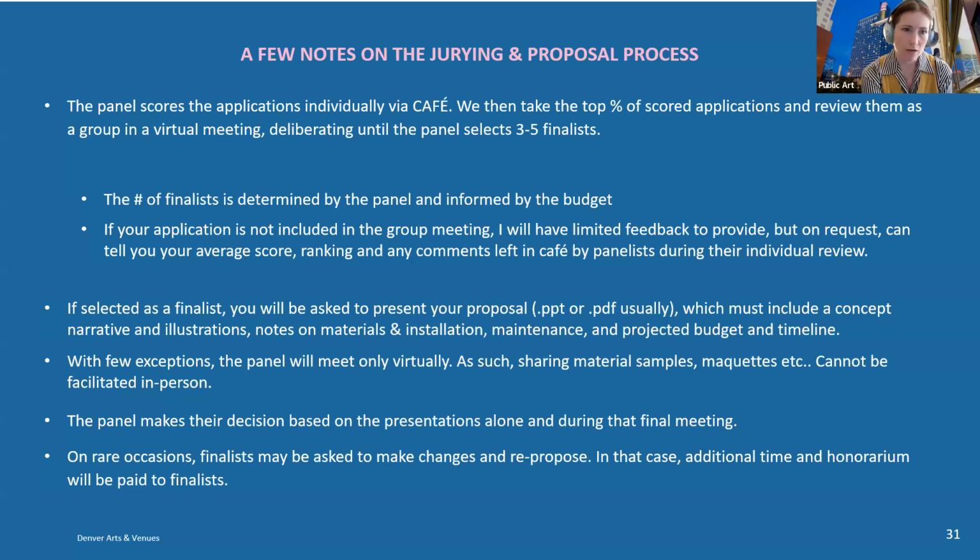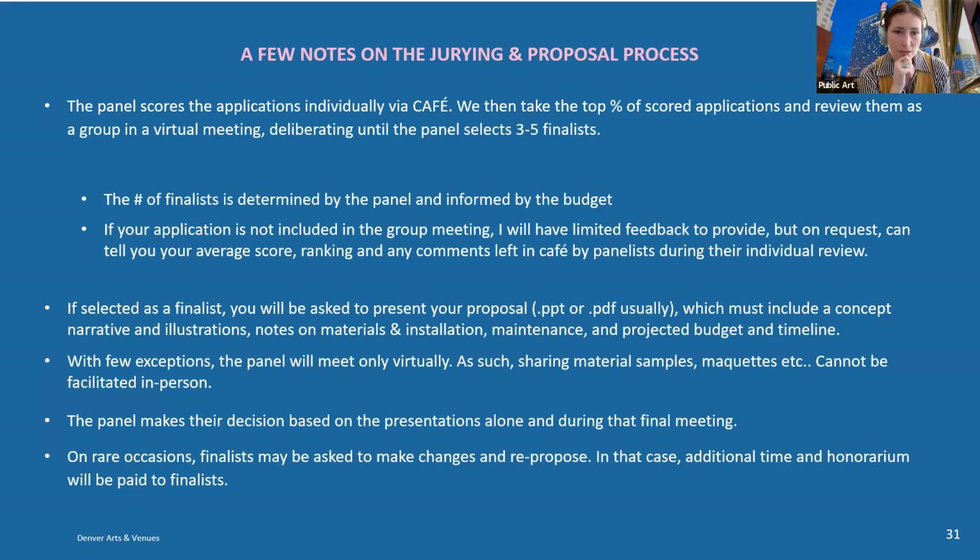So the first thing I wanted to point out is when you apply for the RFQ, then we set up every panelist individually and they score all of your work individually. Then we take that top percentage of scored applications and we meet as a group in a virtual meeting and we deliberate until the panel chooses 3 to 5 finalists. The number of finalists is really determined by the panel and also informed by the budget. So the more finalists there are, there's more choices, but if you choose less finalists, you save a little more budget for the project. They usually go with 5, but there are instances where they'll choose just 3 or 4.